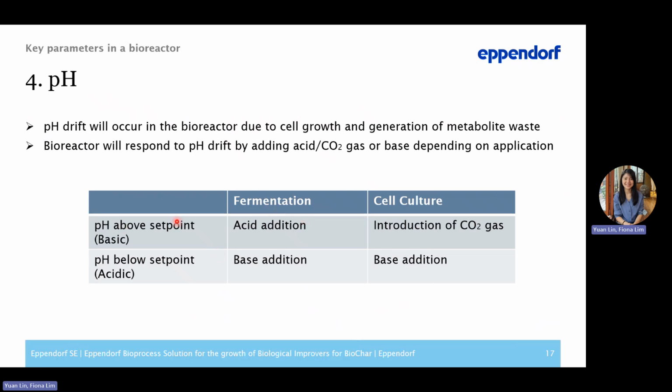So for example, if the pH that we set is pH 7 and that pH goes above pH 7, which means that if there's a drift from pH 7 to pH 8, then the bioreactor will activate a pump to introduce the acid into the bioreactor so that the bioreactor pH will go back to pH 7 again. And similarly, it works the same. If the pH drops to pH 6 from pH 7, then the bioreactor will immediately activate a pump to introduce the base solution to bring the pH up to pH 7 from pH 6.